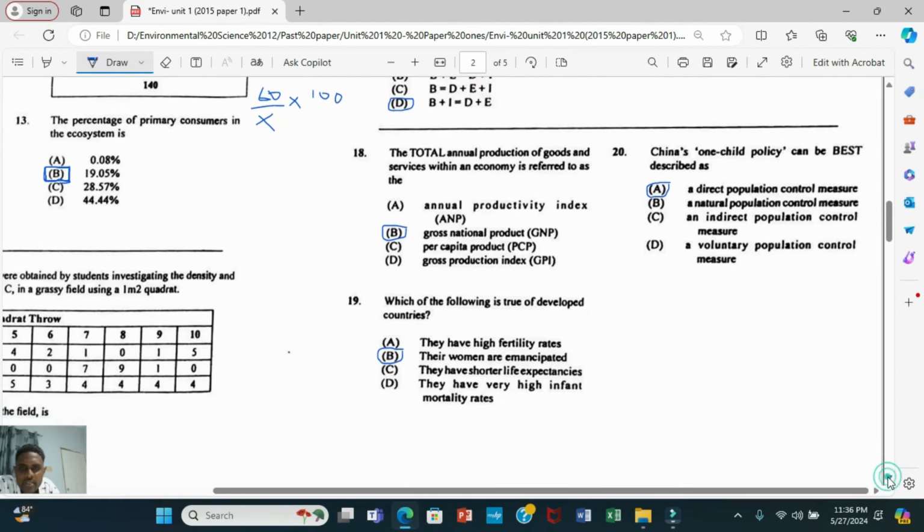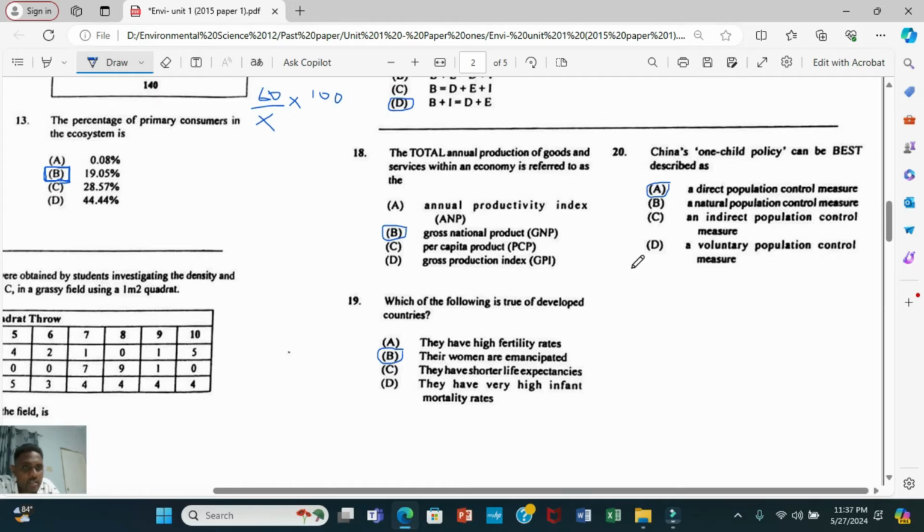All right, number 18. The total annual production of goods and services within an ecosystem is referred to as the, answer is B, gross national product. And number 19, which of the following is true of developed countries? The answer is B, their women are emancipated. Remember, guys, once females are educated, that tends to drive down population growth, making the country more developed.